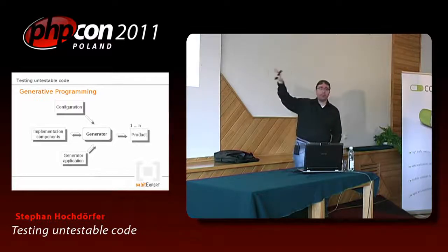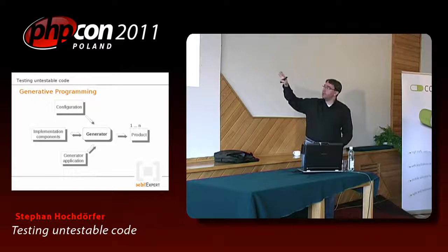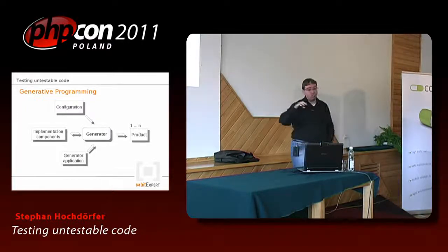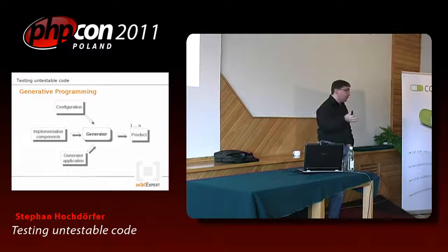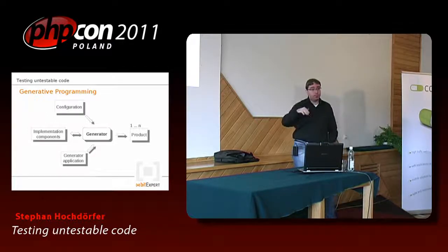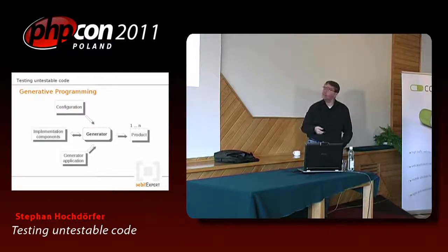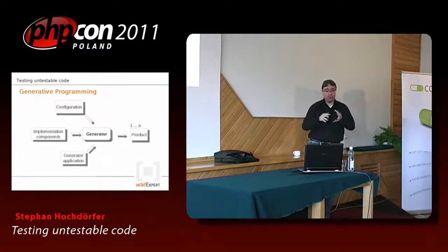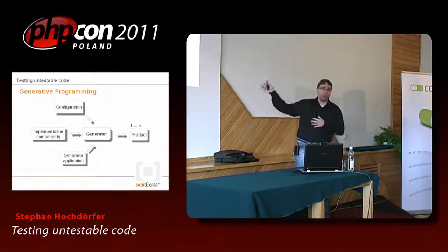So we have this configuration part. The generator knows of the configuration. The generator has something that we call implementation components. These are small snippets of code. This could be a class, a function, or a single line of code, depending on the features. The generator maps that, takes all the components that are involved for the current configuration, throws them together in one pot and creates one of the products.